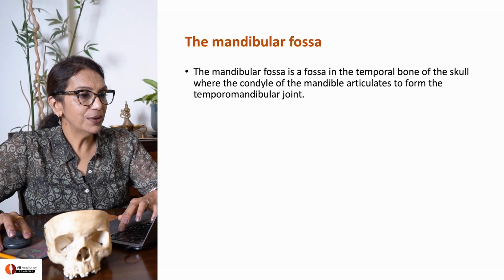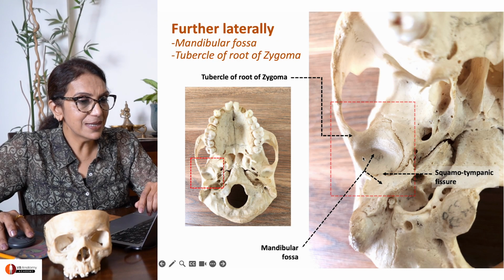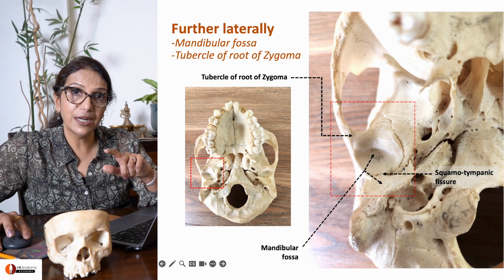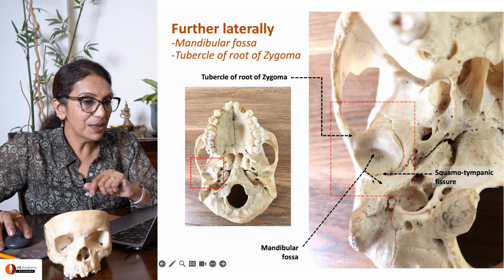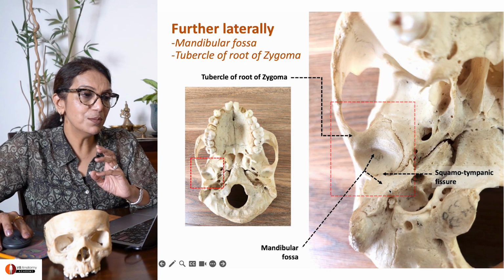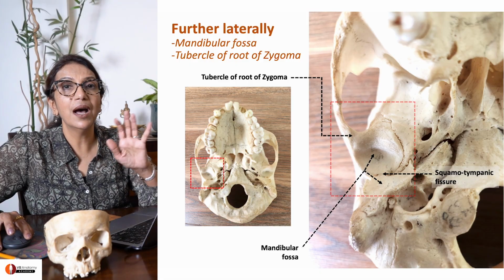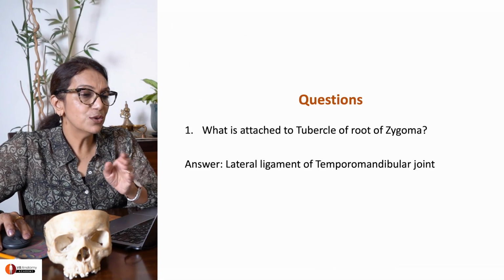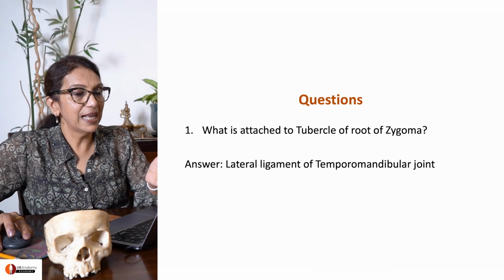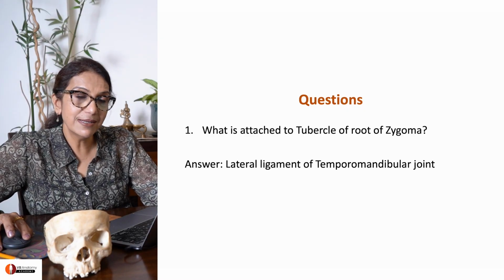So, I want you to take a look at that image again. This is the deep part where the actual articulation occurs. This is your tympanic plate, which forms a part of the fossa, but no articulation takes place here. It is non-articular. Got it? What is tubercle of root of zygoma? That's where the lateral ligament of TM joint is attached.